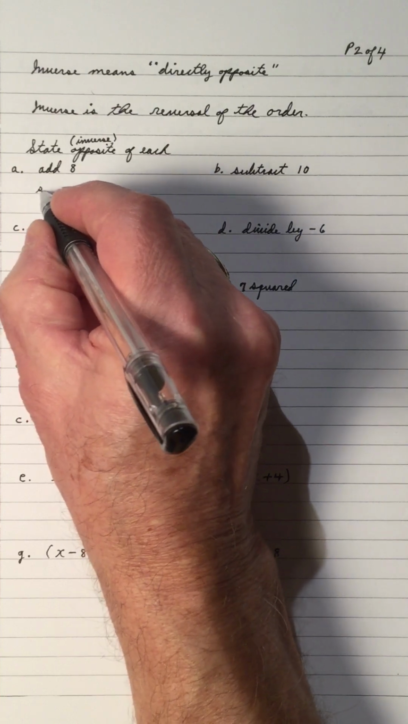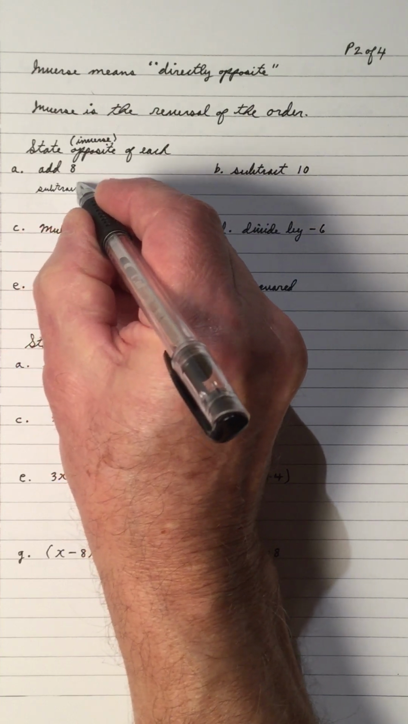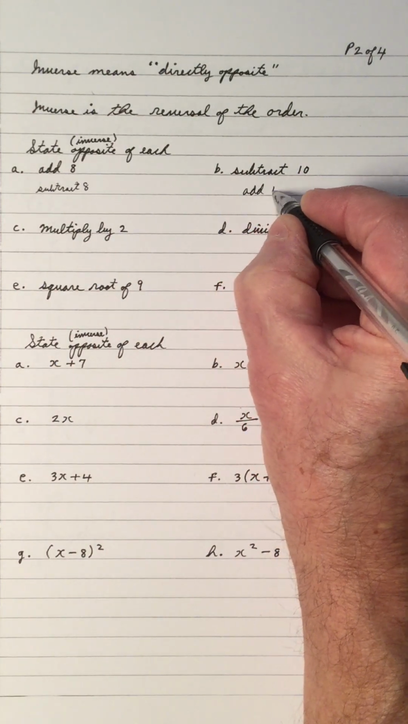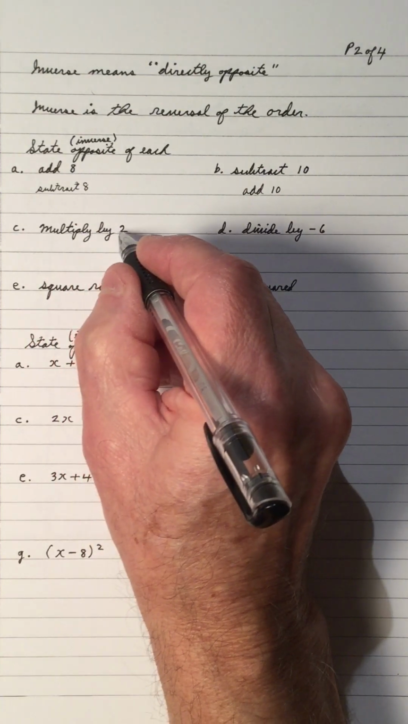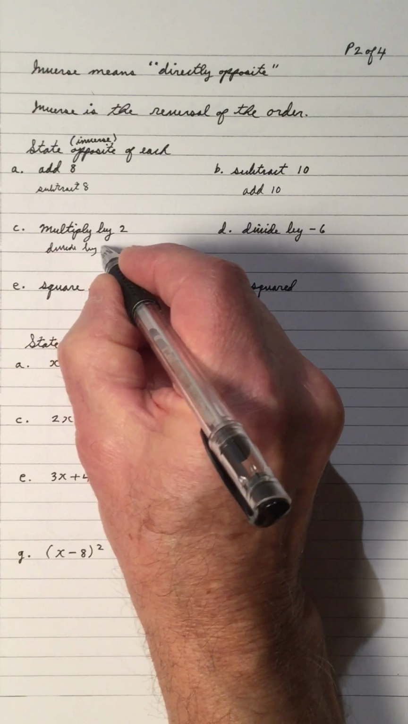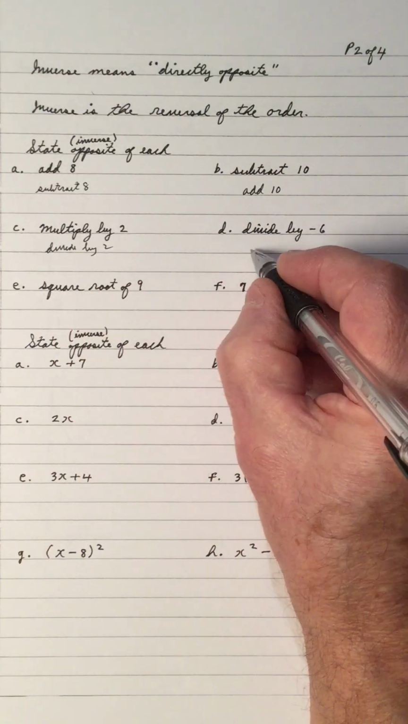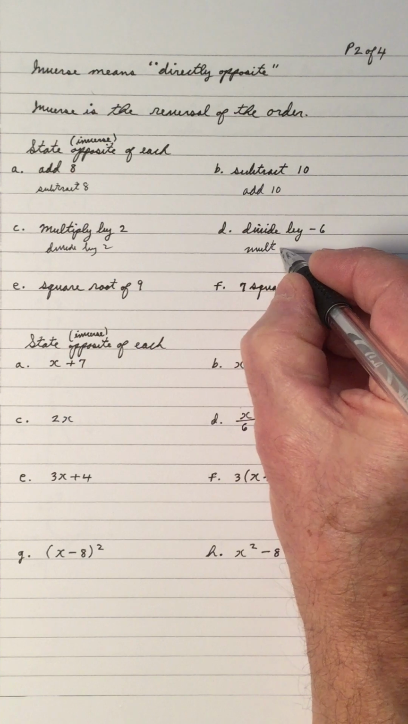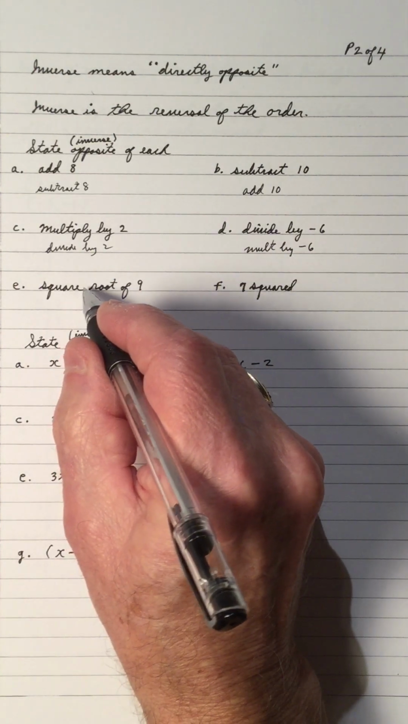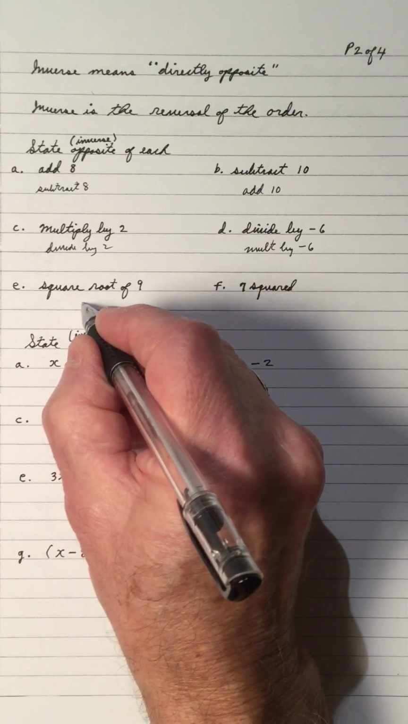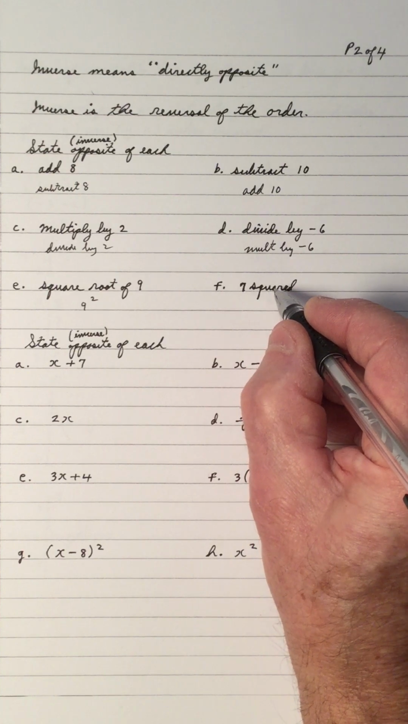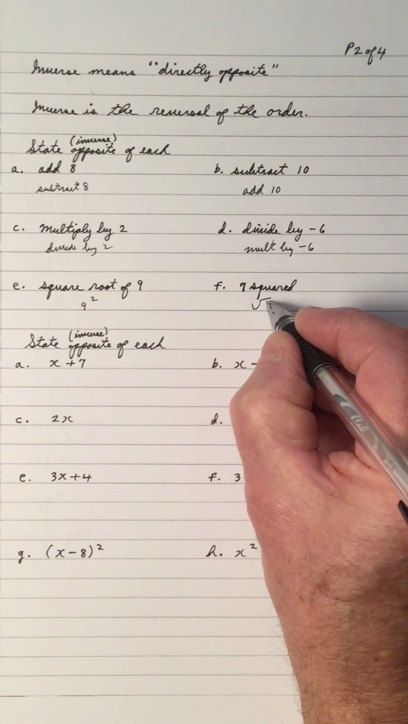Adding 8, we subtract 8. Subtract 10, the opposite is add 10. Multiply by 2, the opposite is divide by 2. Divide by -6, multiply by -6. The square root of 9, the opposite is 9 squared. 7 squared, the opposite or the inverse is the square root of 7.